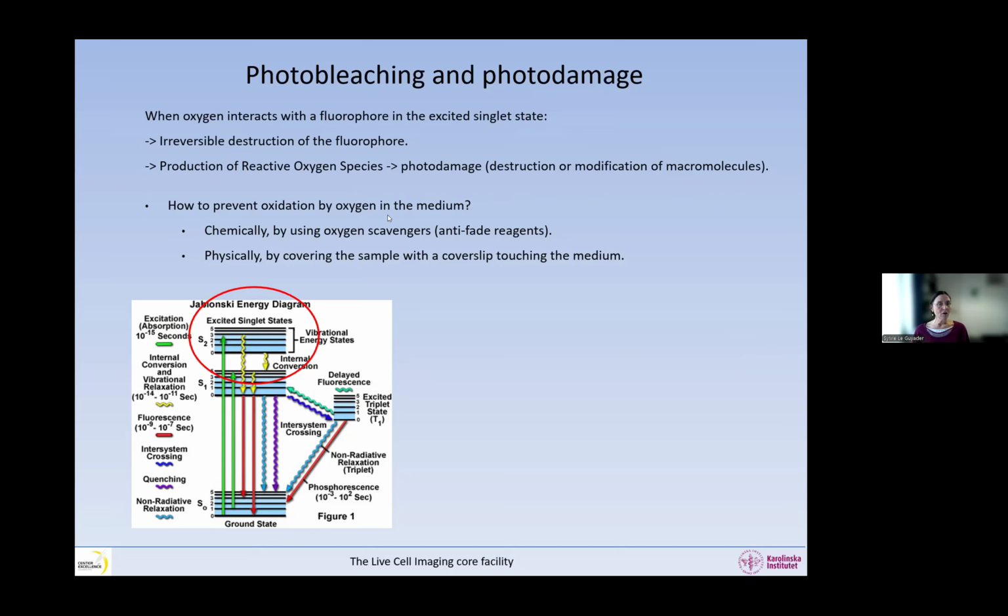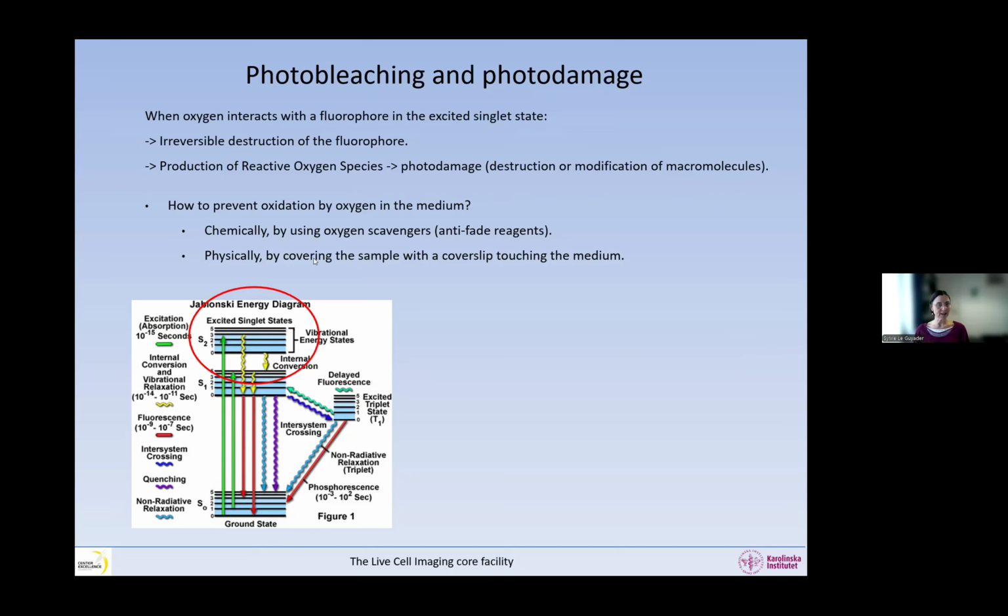And now, how can we prevent this reaction with oxygen in the medium? We can use some chemicals, so oxygen scavengers, also called anti-fade agents. This is the type of thing that we have in our mounting media. The oxygen scavengers will prevent the oxygen from destroying the fluorophore and creating reactive oxygen species.